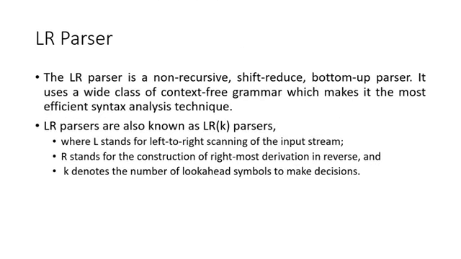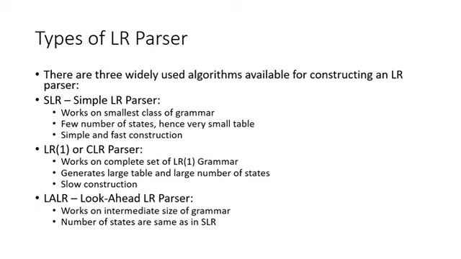So now, let us see. First of all, we'll come to the types of LR parser. There are three types. One is called a simple LR or SLR parser. The other one is the LR(1) parser, or sometimes it's called the canonical LR. And the last one is the look ahead LR parser.